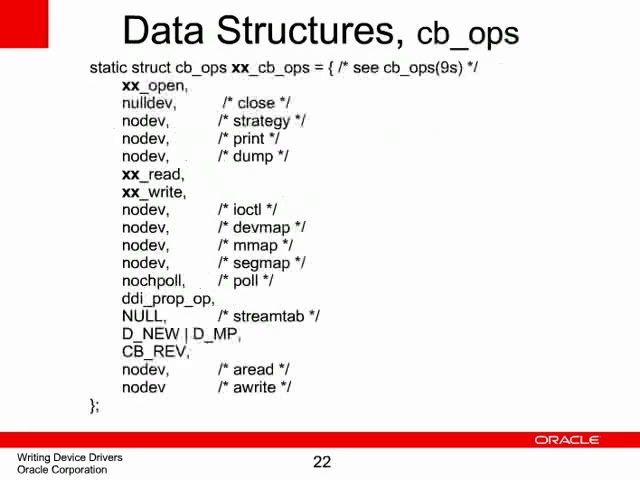Here's the data structure for the character and block operations. Again, this provides the kernel with pointers from a general command to your specific device command. So the ones I've provided here are an open, XX underscore open, and I should have provided a close, but since open doesn't do anything in this very simple driver, I've left it null. Now I'll mention there's null dev and no dev. Null dev returns 0. No dev returns ENXIO. This routine simply presents open, read, and write.